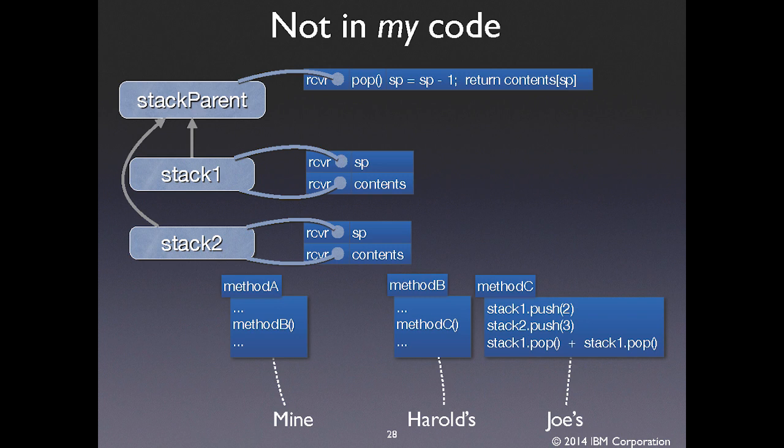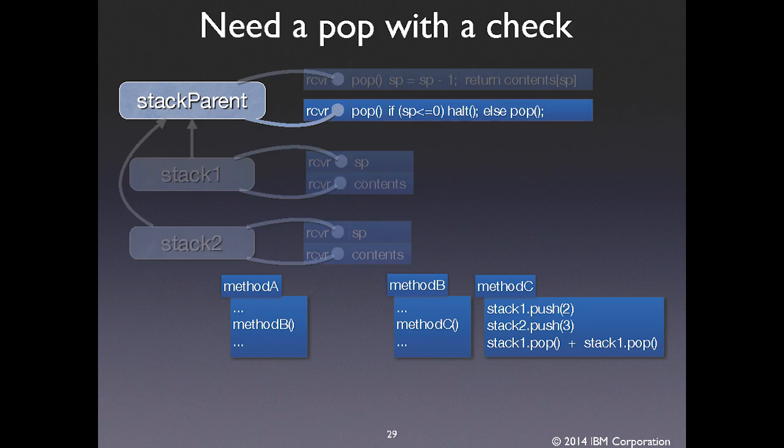I've got this code over here that I'm writing in method A, and I'm calling Harold's code, my co-author, and he's calling method C. And method C, I didn't want to use Doug's name for this method here. That's the one with the bug, right? That's Joe's code. So the bug is there. It's not in my code, but I'm getting this crash when I run my code. And what I really want is a check, another pop routine that I use for debugging that, if the stack pointer is underflowing, call the debugger, halt is Smalltalk-ese for that, else do the other pop. That's what I really want.